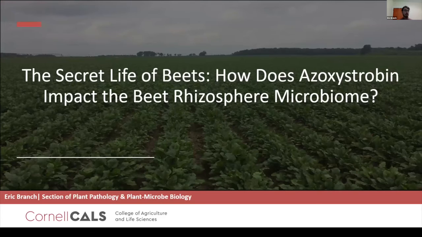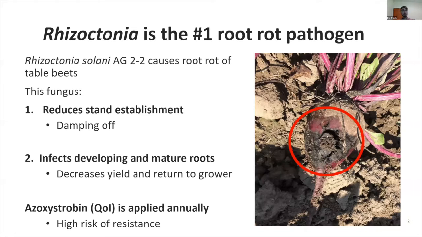All right, so today I'm going to be talking about the secret life of beets. How does azoxystrobin impact the beet rhizosphere microbiome? I'm especially interested in how this relates to disease control, particularly Rhizoctonia solani. So Rhizoctonia is the #1 beet root rot pathogen here in New York.